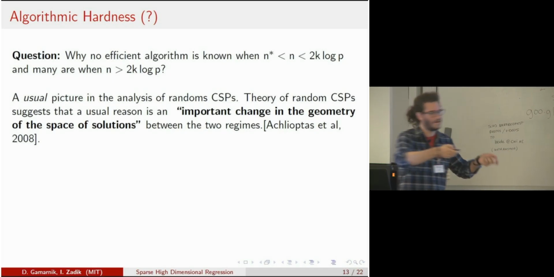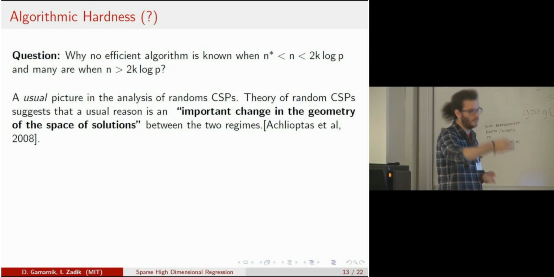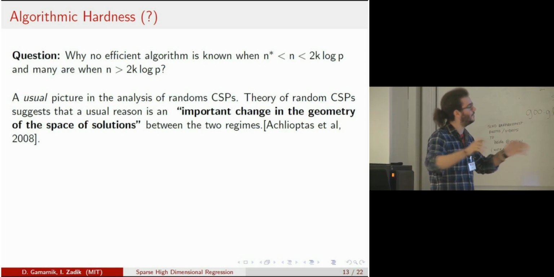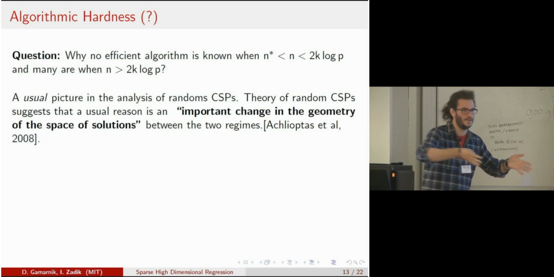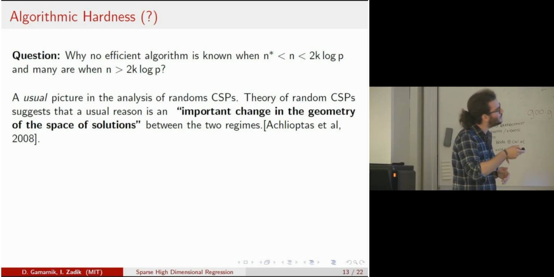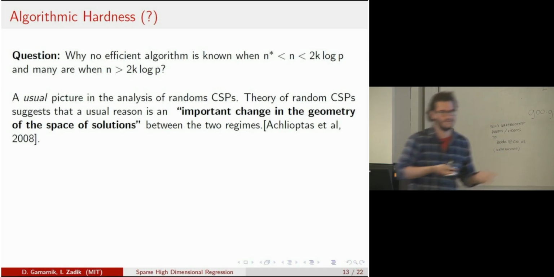You see a regime where n is bigger than a threshold, or a corresponding parameter is bigger than a threshold, and the problem not only is possible, but it's easy as well. Greedy algorithms perform well, local algorithms perform well. And you see a regime in between where you really don't know. There is information there, the formula is satisfiable, the problem is recoverable, but you don't have efficient algorithms.